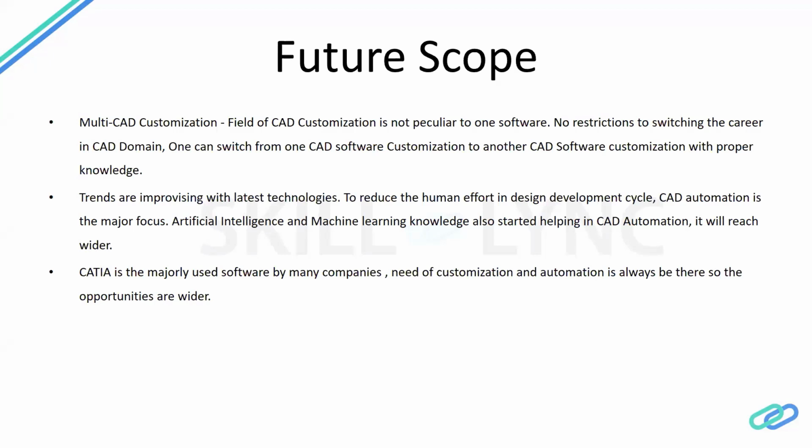And also the trends are improving in the CAD automation field. The machine learning term is coming in. Actually, it is yet to grow. As statistics say, in 3 to 4 years, apart from CAD scripting, they will also come up with machine learning knowledge to do the automation. So as said earlier, the opportunities are wider.